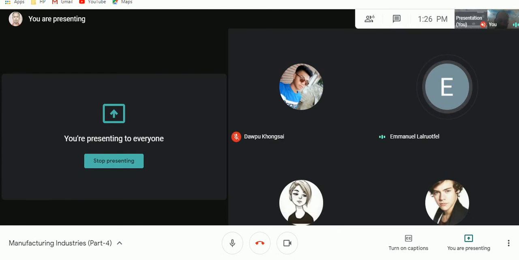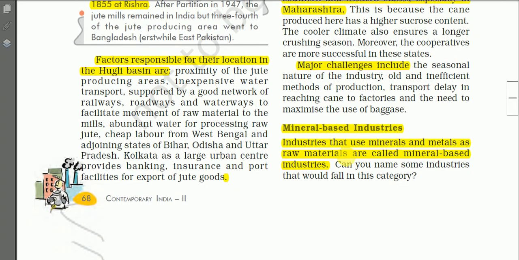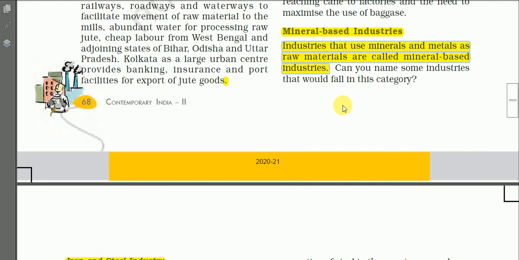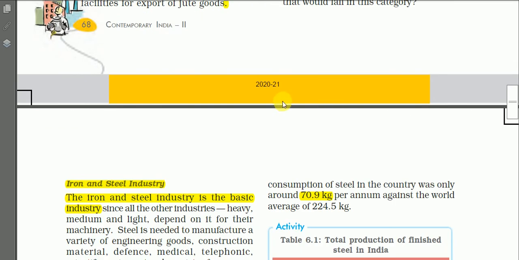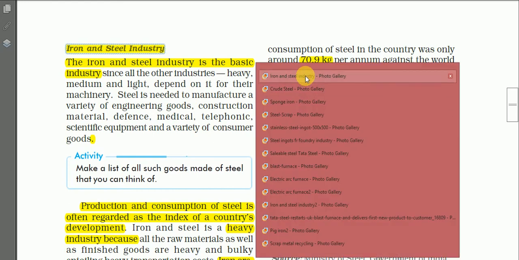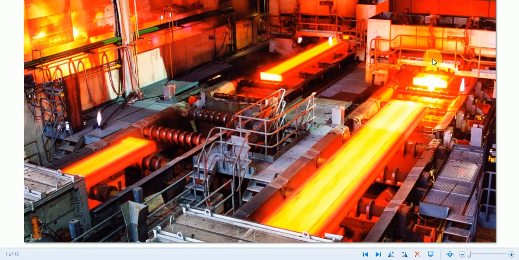Okay, let us continue. If you don't have any questions, then we have another type of industry, that is mineral-based industries. These are the industries that use minerals and metals as raw materials. The most important mineral-based industry is the iron and steel industry. I think you are familiar with the iron and steel industry also. See, this is a scene I have also shown you earlier, inside an iron and steel industry. So let us read.